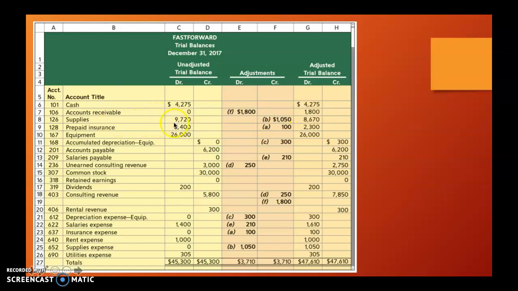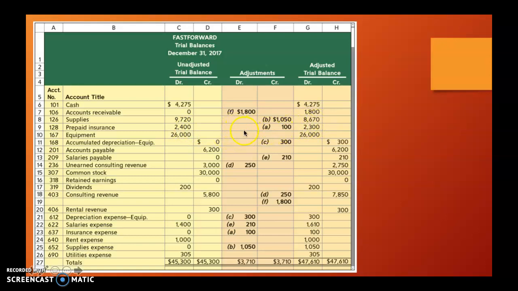Supplies. There was a debit of 9,720 in the unadjusted trial balance. However, the adjustment is a credit, so it's 1,050. So because this is a debit and this is a credit, we take this debit, subtract the credit, so 9,720 minus 1,050, and that equals this 8,670. Same thing here for the prepaid insurance. It's a debit here, a credit adjustment, so debit minus credit equals this here.